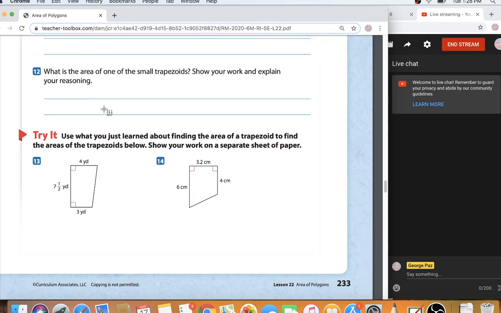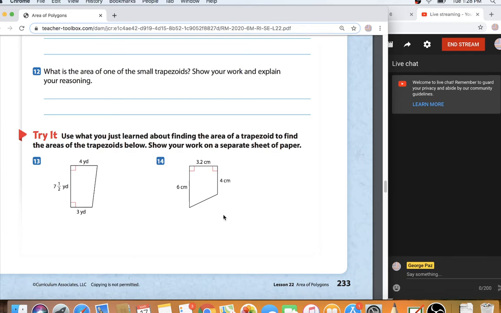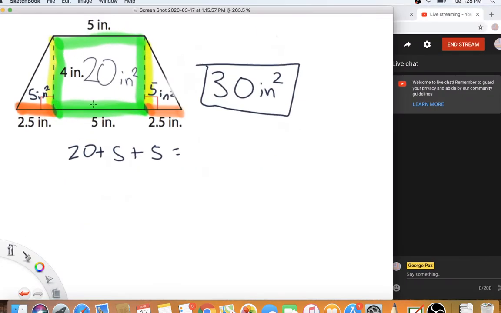I guess I'll try doing them with different numbers like that. You guys don't have the answers for everything in this book. So let's start off with number 13.